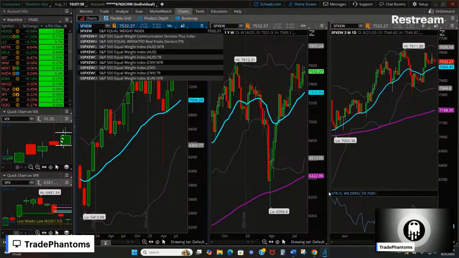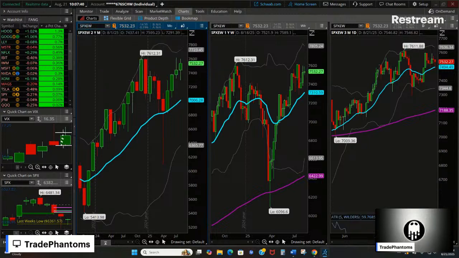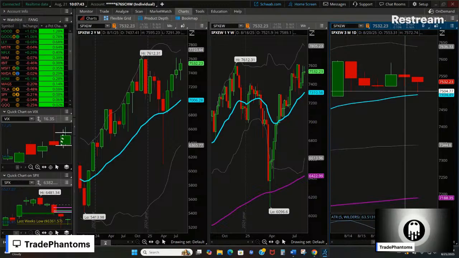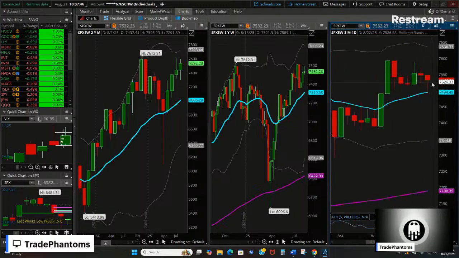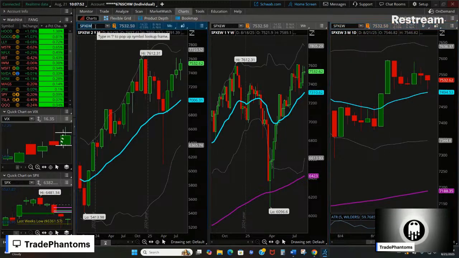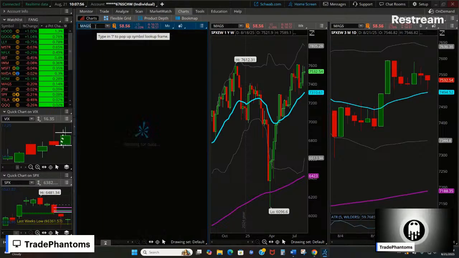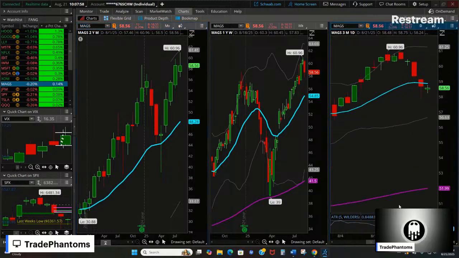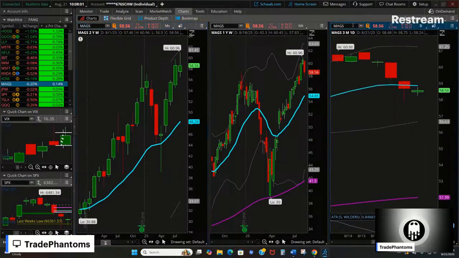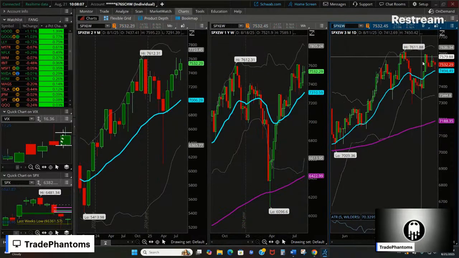Hold your cards tight, folks. Hold your risk. You got to know when to pull triggers and when to be patient with things. Unfortunately, that's how trading goes. Equal weighted, slightly down. What's the mags? No, 20. 20. They're about the same.